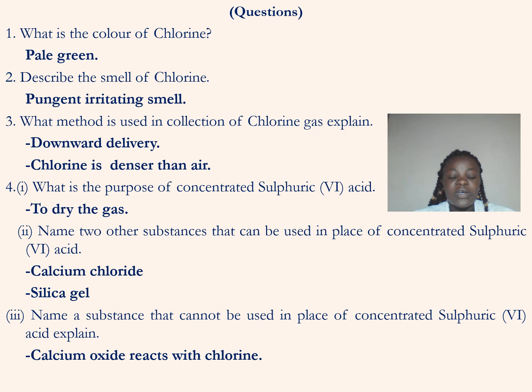So we are going to look at the preparation and also the physical properties of chlorine gas using the questions that we have here. So question number 1, what is the color of chlorine? After the experiment, we are going to see that the gas we collect is pale green. So the color of chlorine gas is pale green.